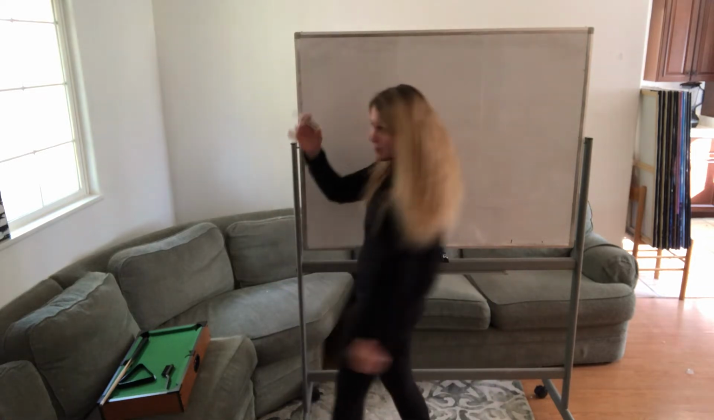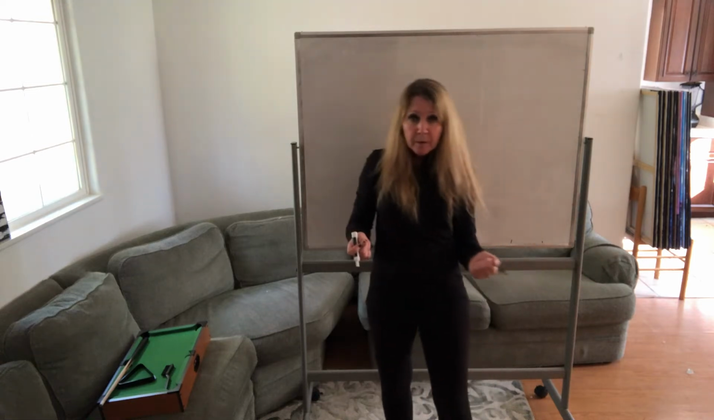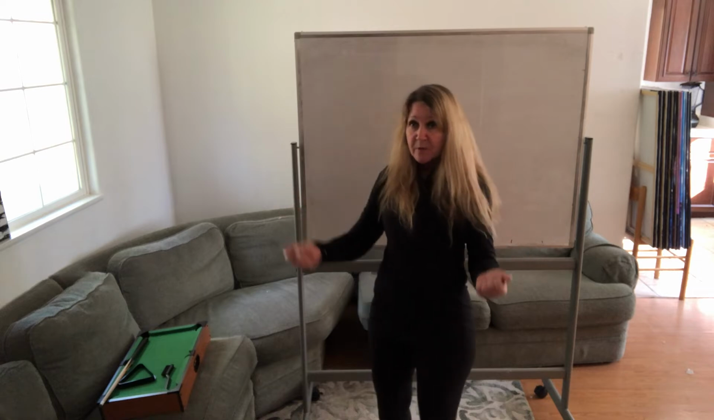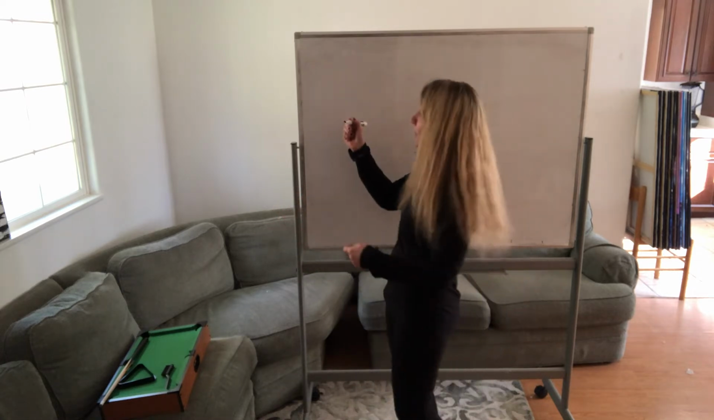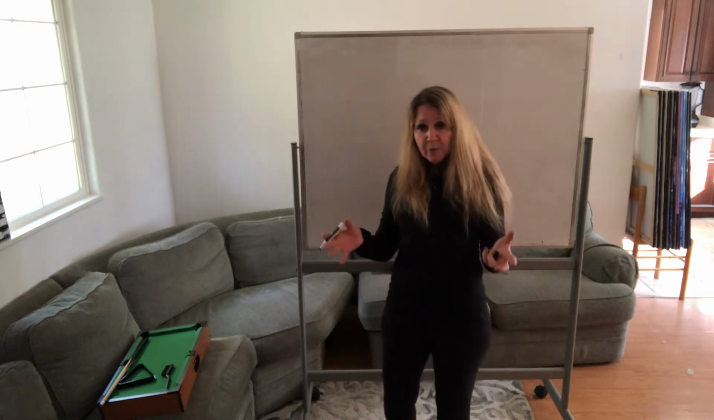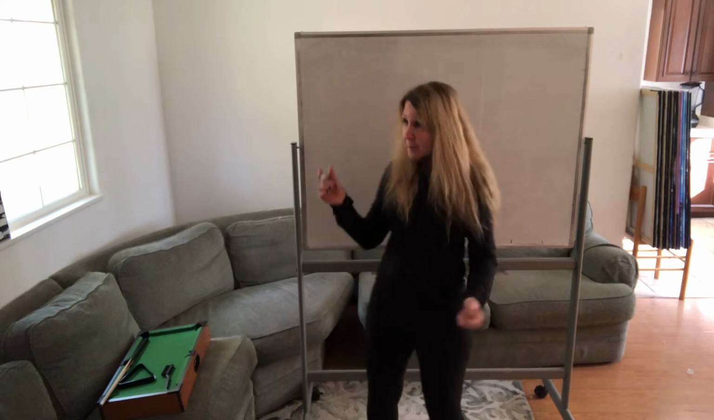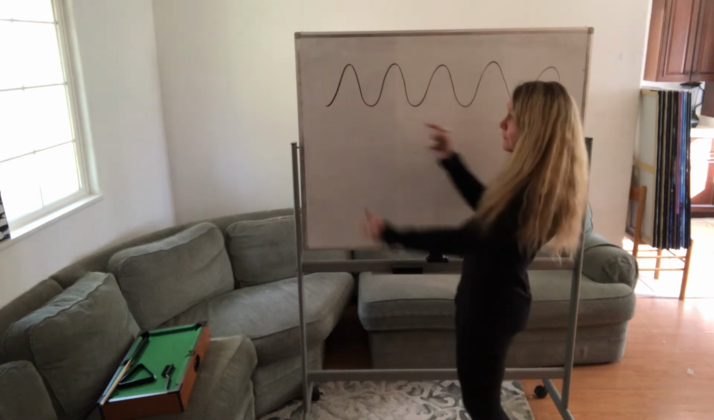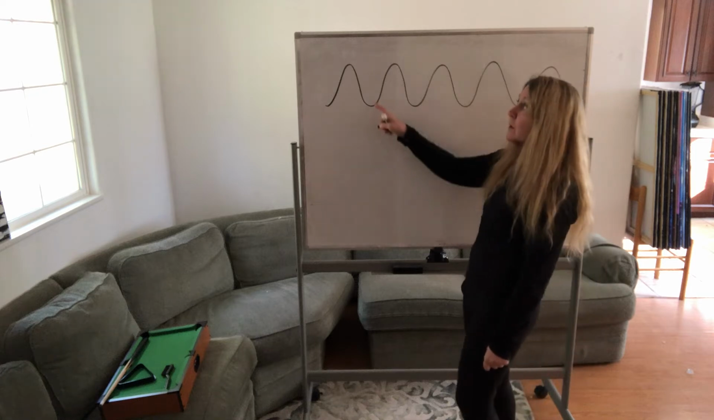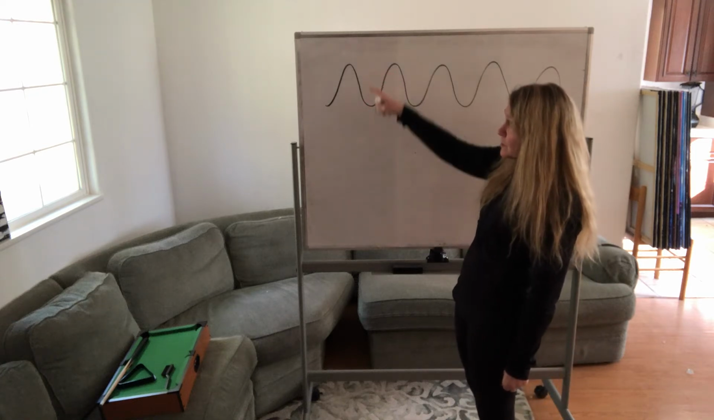So let's look at the types here. So pretend we have a slinky, and we're going to do a couple different types of waves. If you have a slinky at home, please do this. So the first one we're going to look at is a review of the electromagnetic waves. And we said that the electromagnetic waves are a form of transverse wave. Let's say we're holding on to the ends of the slinky, and we move one end up and down. So the wave is going up and down.